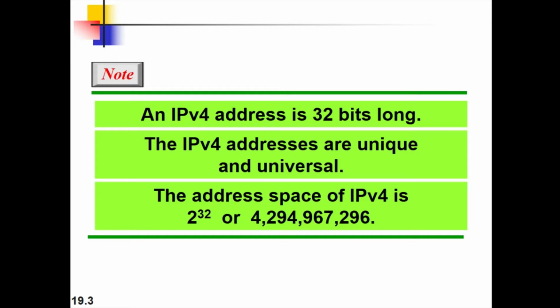IPv4 consists of 32 bits. That means 32 bits is the size of IP version 4. IP version 4 addresses are unique and universal, and the address space of IPv4 is 2 to the power of 32, which is equivalent to 4,294,967,296. This address space refers to the total number of addresses in IPv4.